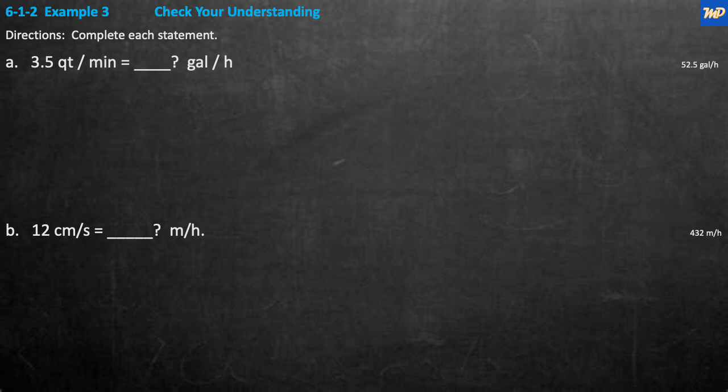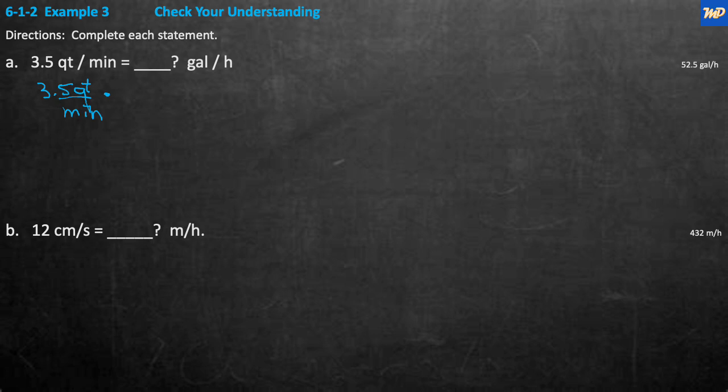Okay, now that you're back, we're going to start at problem A. We're going to say 3.5 quarts per minute is equal to, we want to go to gallons per hour, right? So we're going to convert this to gallons per hour. What do we want? We can get rid of the minutes, or we can get rid of the quarts. Let's get rid of the quarts first.